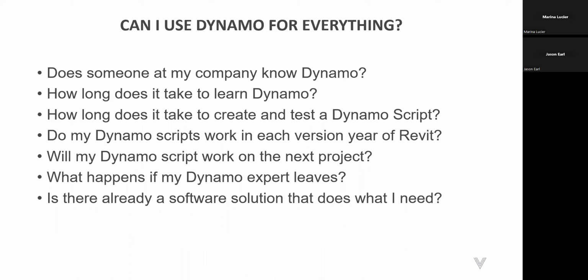Do my Dynamo scripts work in each version year of Revit? This is an important thing to take into consideration because Dynamo gets updated with every year of Revit, and many times the nodes that you're using, if you're using those custom nodes, will be incompatible in the new year of Revit unless that person who is creating that package of nodes updated it for that year. So there can be a little bit of friction there.